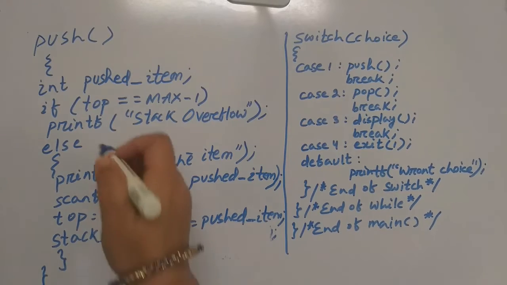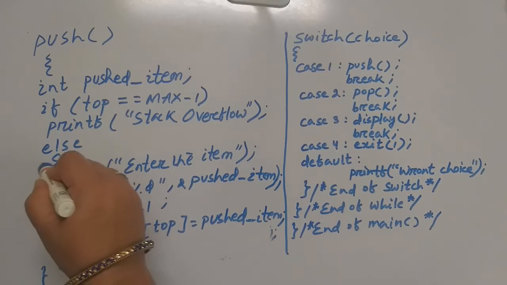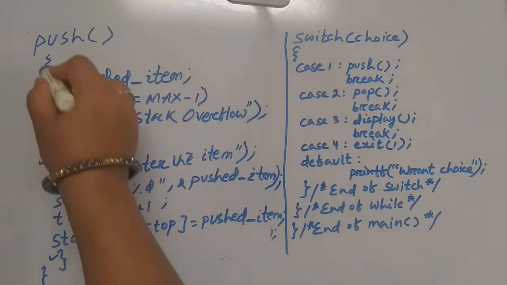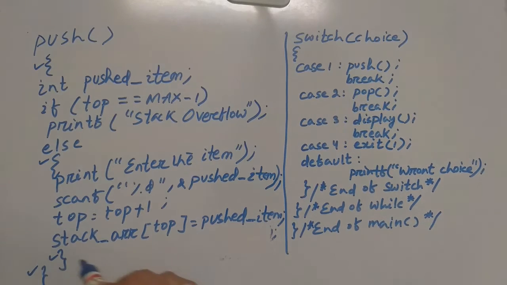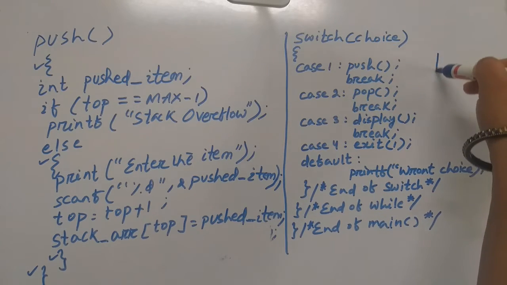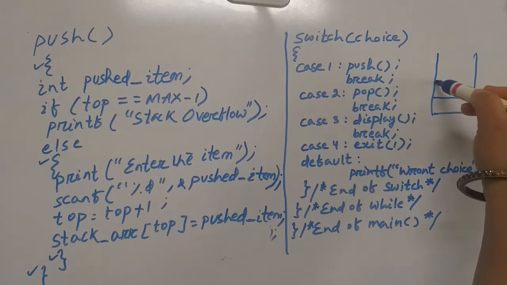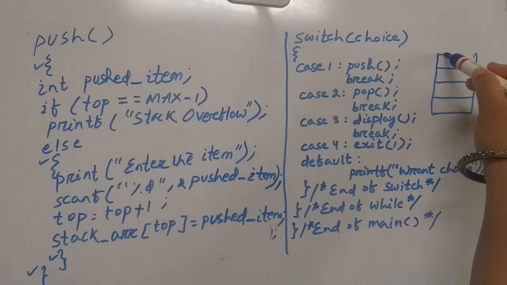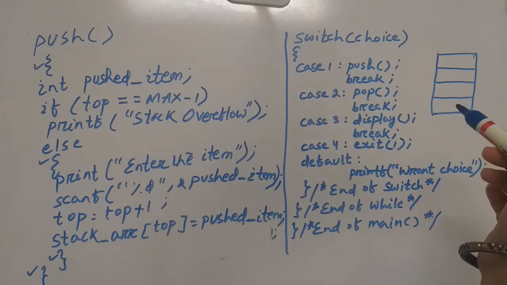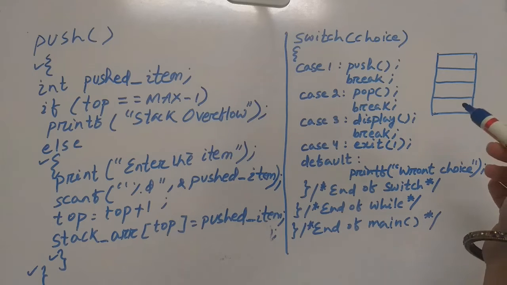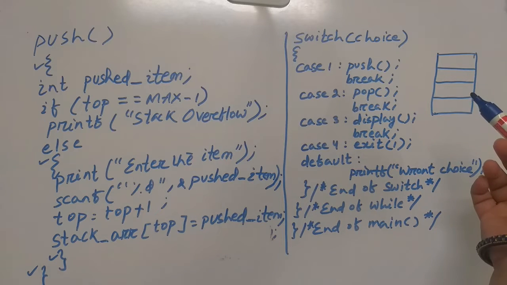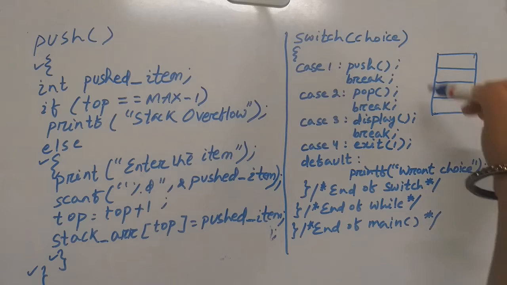Whatever curly bracket is opened here is ended here, and the curly bracket opened here is ended here. So what is the push operation and how do we push onto a stack? Suppose one stack is empty, how do we push elements? And if the stack is half filled, how do we push it? If the stack is already full, how do you push any item? Suppose we take a blank stack.